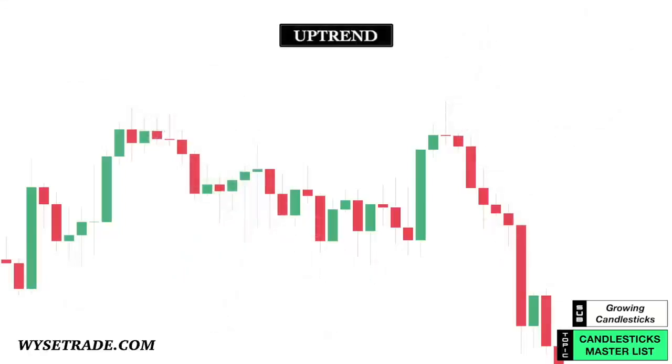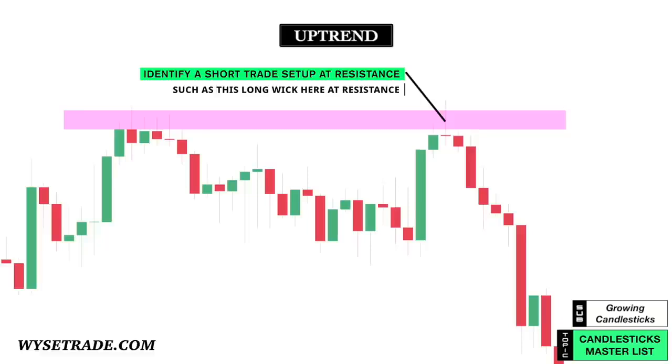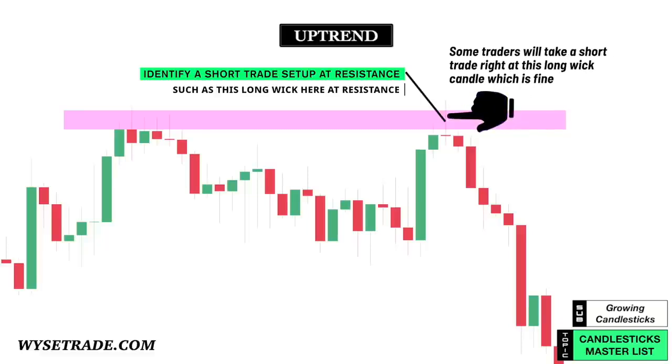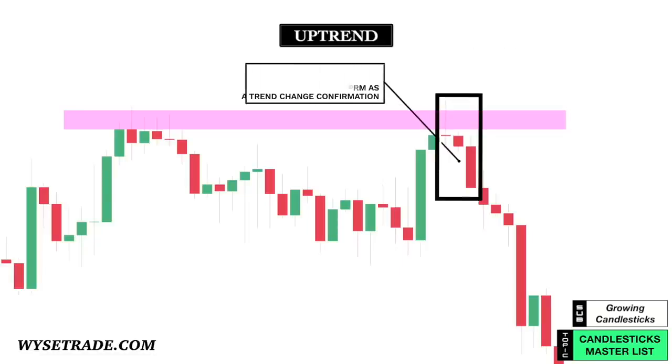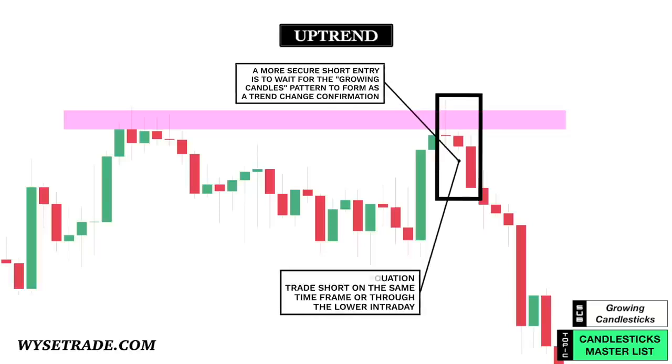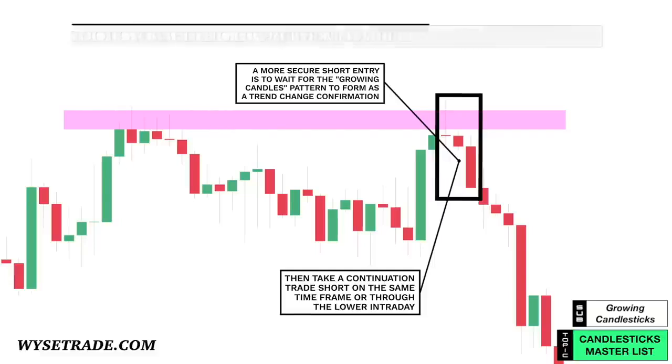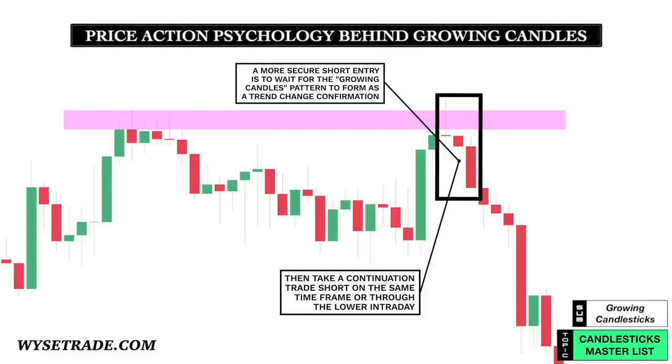Starting in an uptrend, you first need to identify a short trade setup at resistance. Now, some traders will take a short trade right after the long wick candle forms here, which is fine. But a more secure entry is to wait for this candle pattern to form, where the candles get larger and larger. Then, you would take a continuation trade short. So, what is the price action psychology behind this pattern?